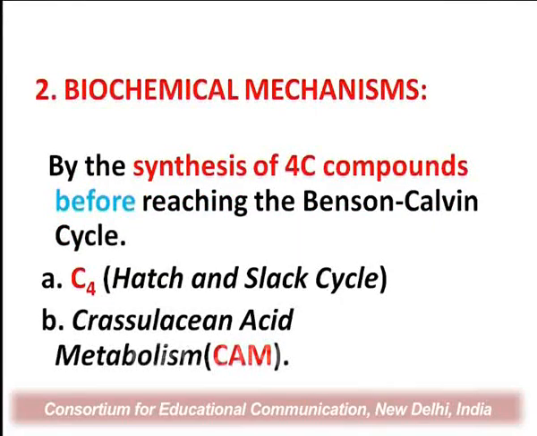And the more popular ones were the biochemical mechanisms, which synthesize the 4C compounds before they actually reach the Benson-Calvin cycle, and we could somehow isolate the rubisco from getting too much oxygen. They included the Hatch and Slack cycle or the C4 cycle and the Crassulacean acid metabolism, which we are going to discuss in greater detail today.